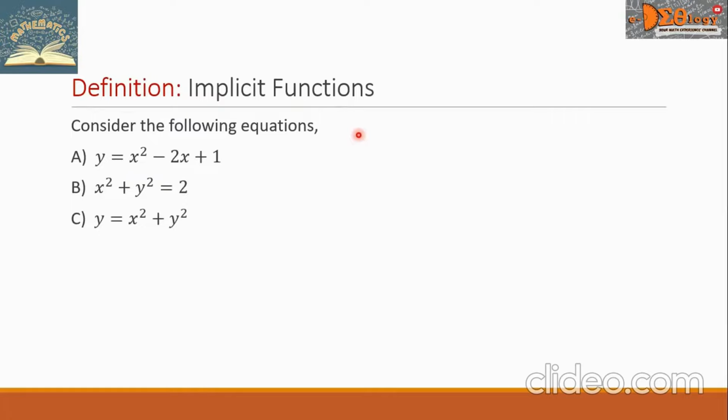Consider the following equations. Equation A, y equals x squared minus 2x plus 1. Equation B, x squared plus y squared equals 2. Equation C, y equals x squared plus y squared.